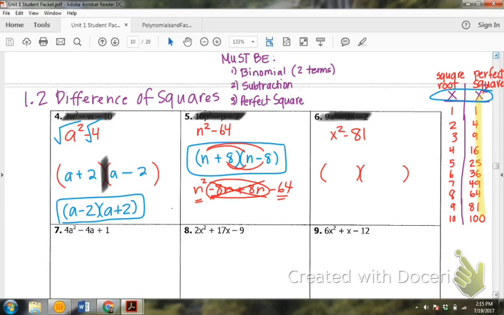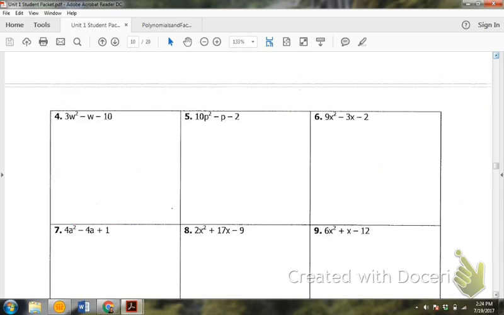X squared minus 81. So we're going to put an x in each. What is the square root of 81? 9. So they each get a 9. One's plus, one's minus. Any questions so far? You feeling okay on these? These are pretty easy. But it's algebra 2, so what are we going to do? Take it up a notch.